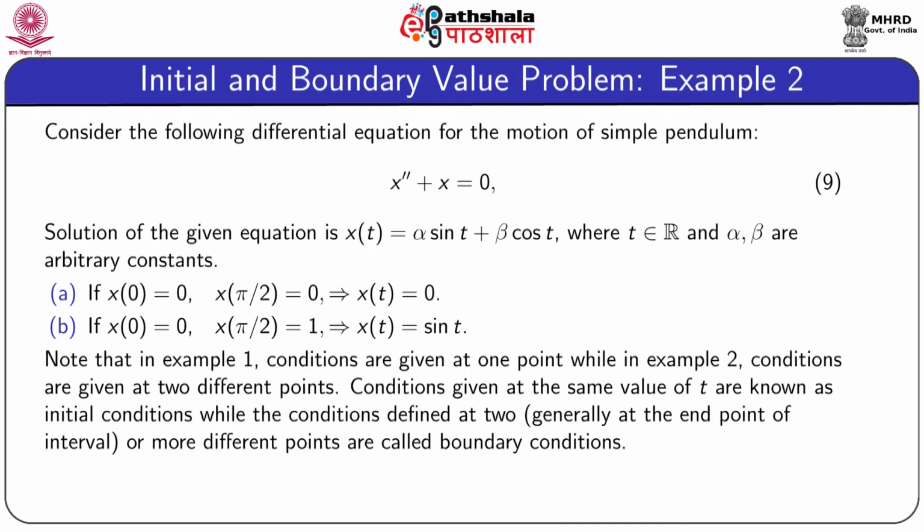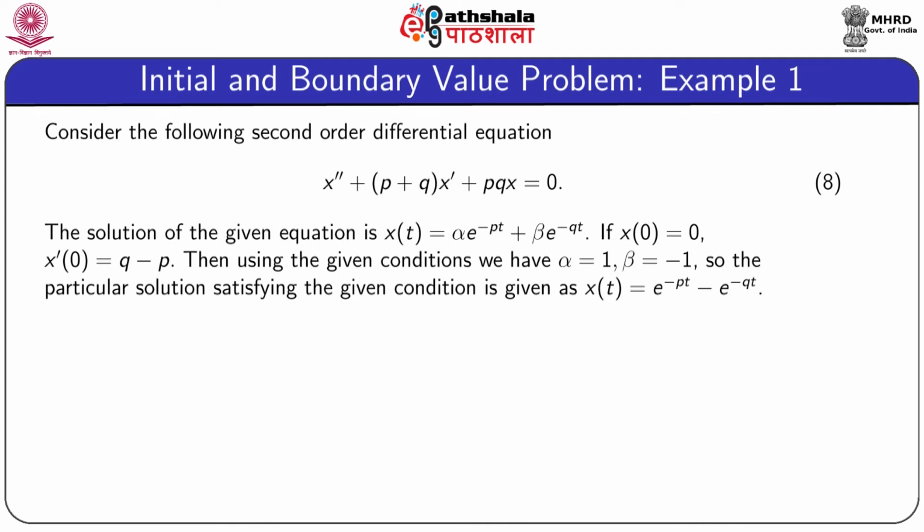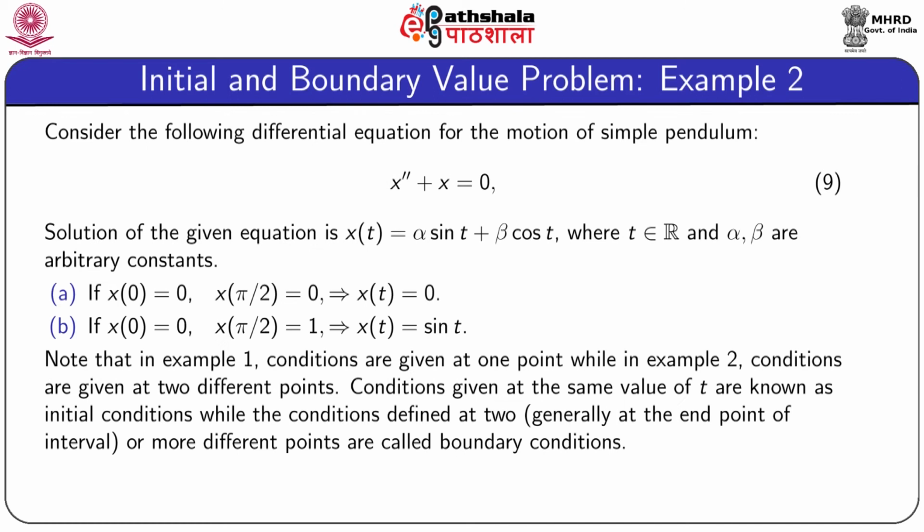If we now change the conditions to be x(0) equal to 0 and x(pi/2) equal to 1, then we will get the solution to be x(t) equal to sin t. Please note, in the previous differential equation, we have the conditions at the point t equal to 0, in both cases, x(0) equal to 0 and x'(0) equal to q minus p, whereas in the second equation we have the solution at two different points, that is at t equal to 0 and t equal to pi by 2.